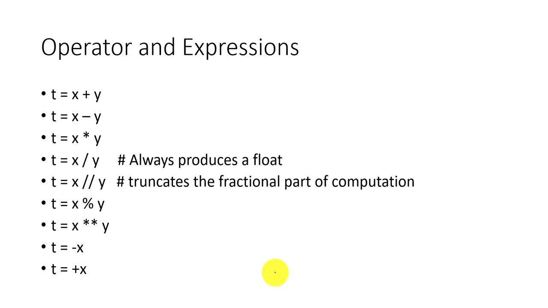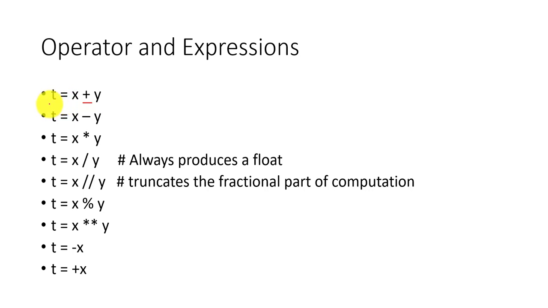So far we have assigned only a value to the variables. Now it is possible to assign the result of an expression to the variable as well. For example, if we have two variables x and y, then we can calculate the sum of x and y using the operator plus and assign the result of this expression to another variable, let us say t.